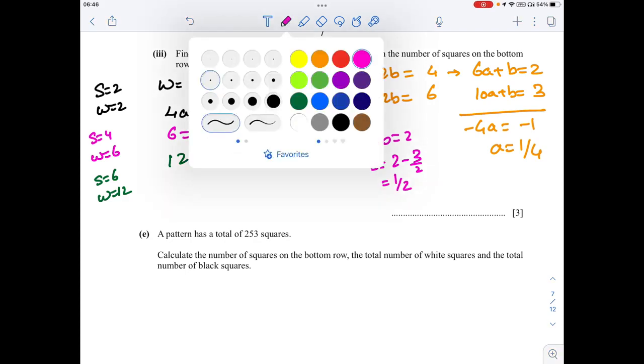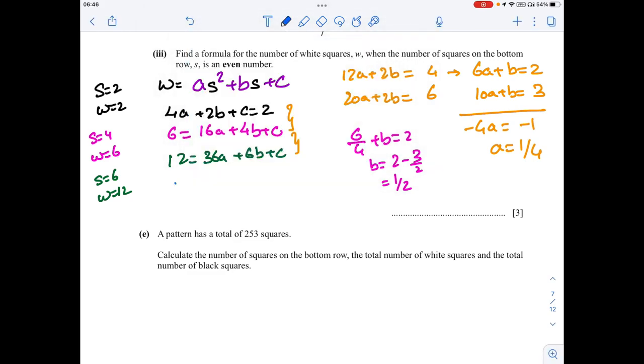Now plug in: 4 times 1 upon 4 plus 2 times 1 upon 2 plus c equals 2. 1 plus 1 plus c equals 2, so c equals 0. So finally my answer is 1 upon 4 s squared plus 1 upon 2 s.